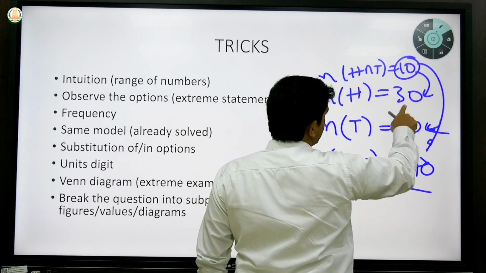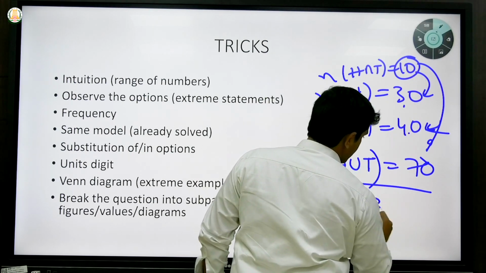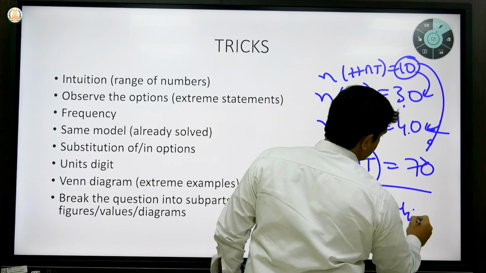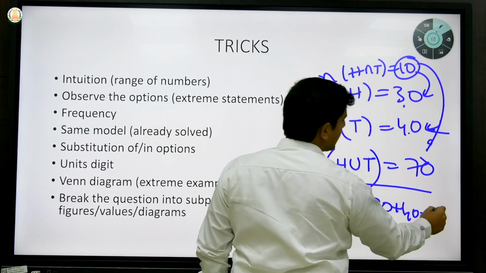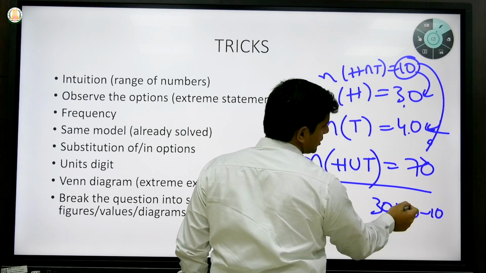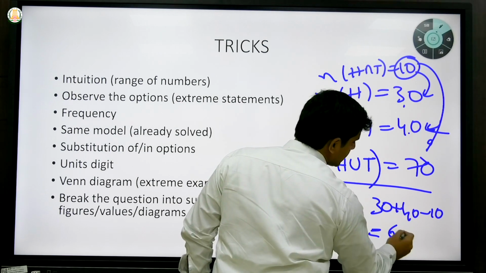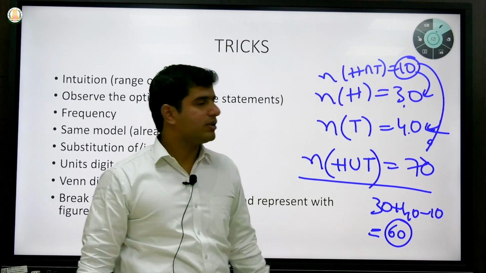So you will say 30 plus 40 minus 10, because this 10 is added twice. In this also it is there, in this also it is there. So now also you will get the answer as 60. So this is a basic confusion, this you should avoid.